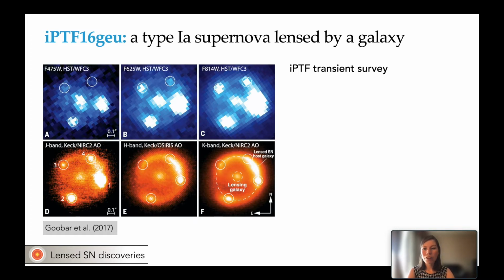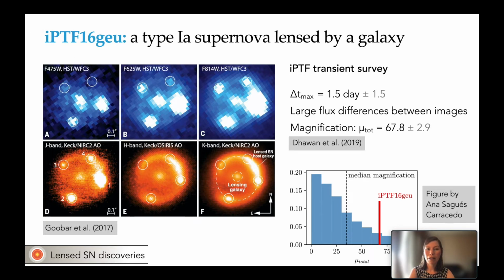And the configuration, as you can see, is quite symmetric here. This also leads to very short time delays of the order of a day, which makes it pretty much impossible to get an accurate measurement of the Hubble constant. But this system is still very interesting in other ways.